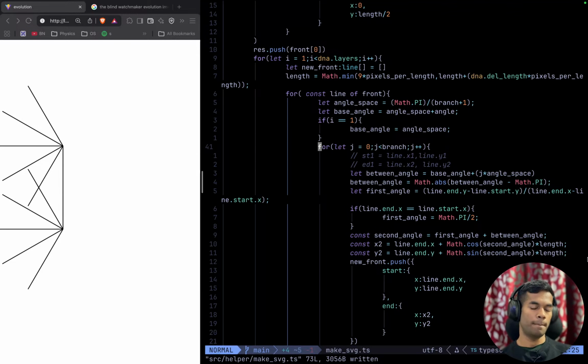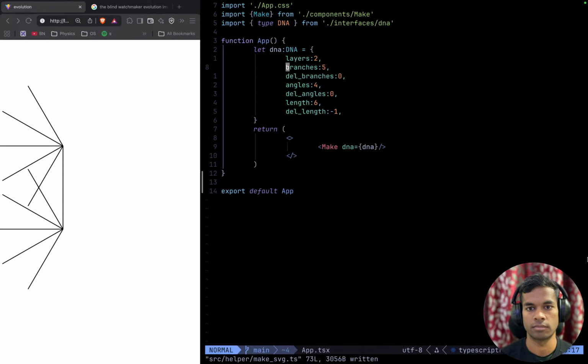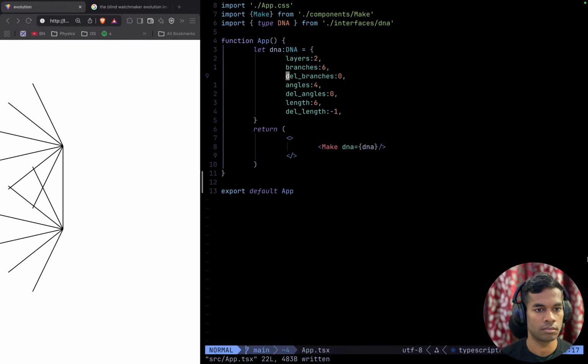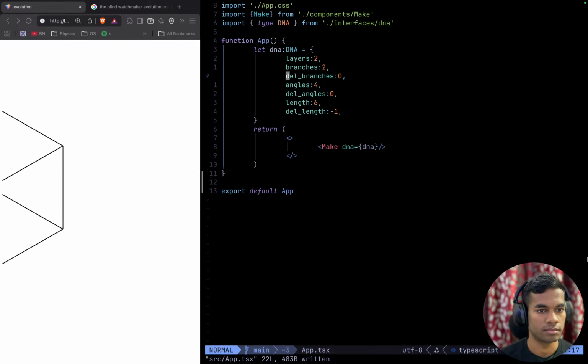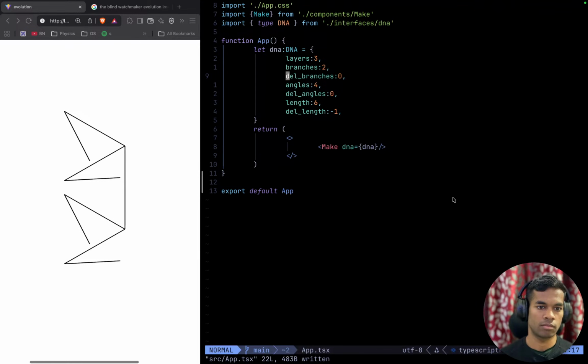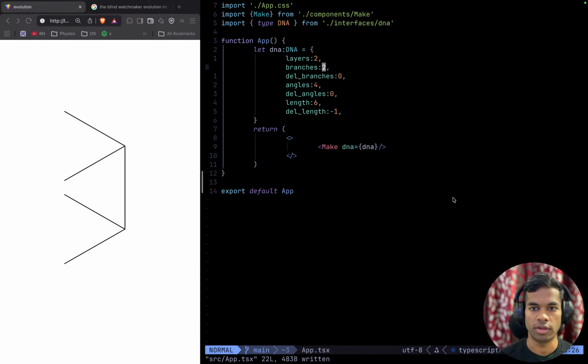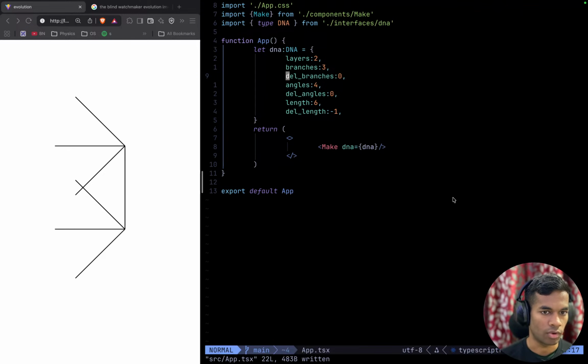Okay, that is much better. Yes, that is much better. If we increase the number of layers, that is not so much better. For this part, this is cool. This is working exactly as we want. 3, 3. Yes, and the angles are also dividing correctly. This angle equals this, which equals this angle here.